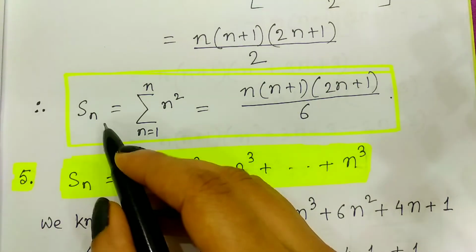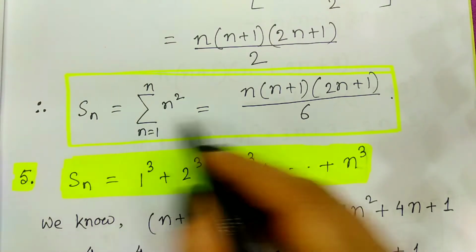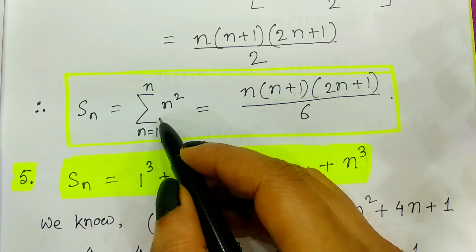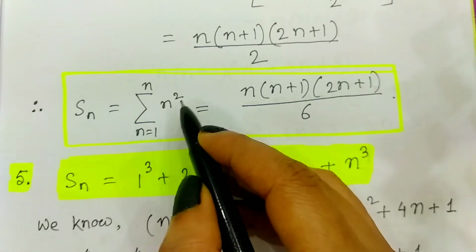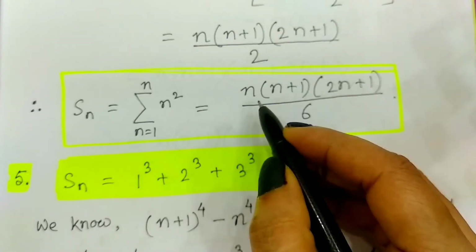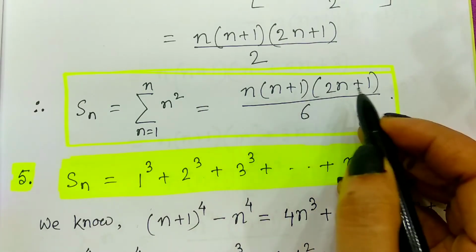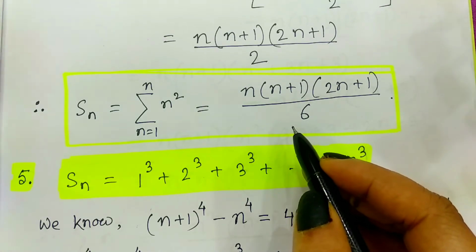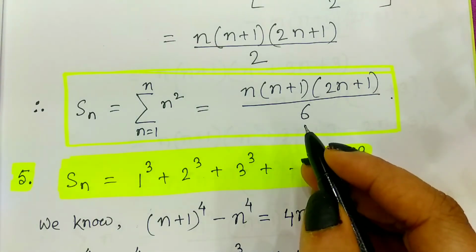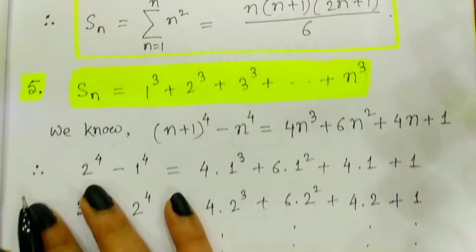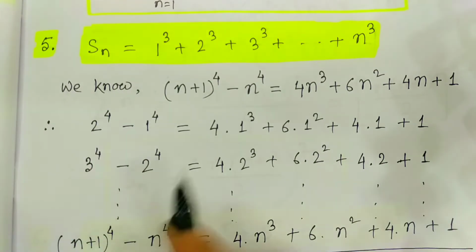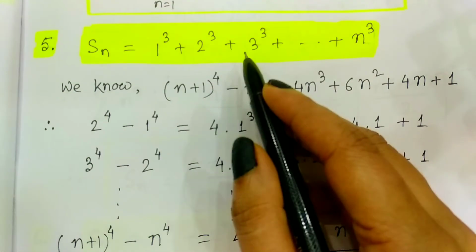So we find that when the series is the summation of 1 square plus 2 square plus 3 square, that is summation of n square, its value is n into (n+1) into (2n+1) by 6. That is also a standard formula which we use to find the summation of other series.